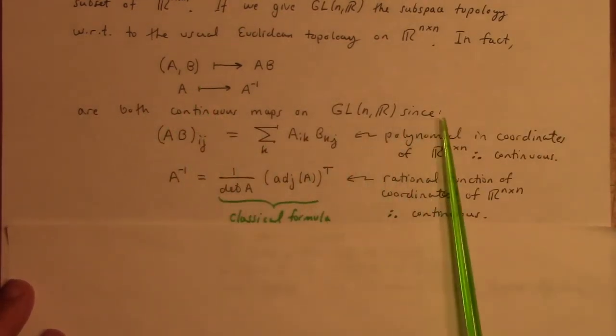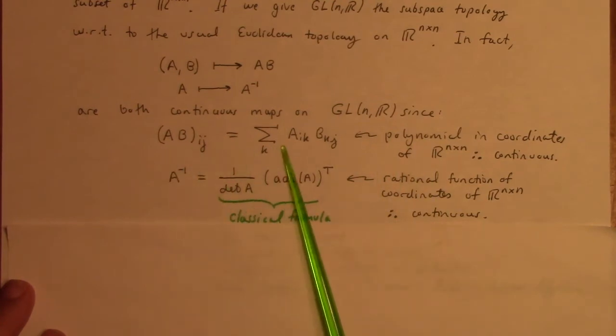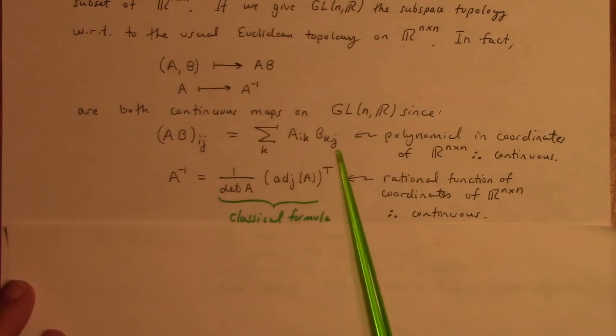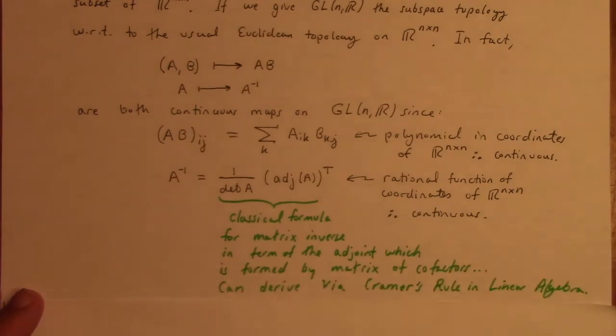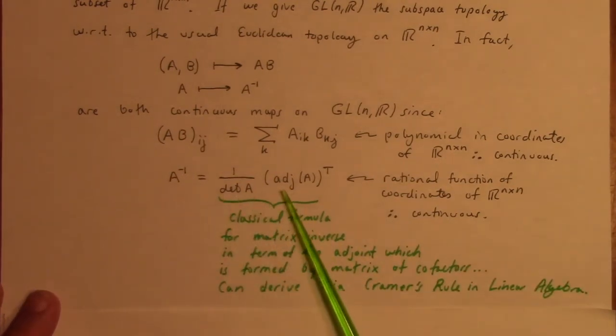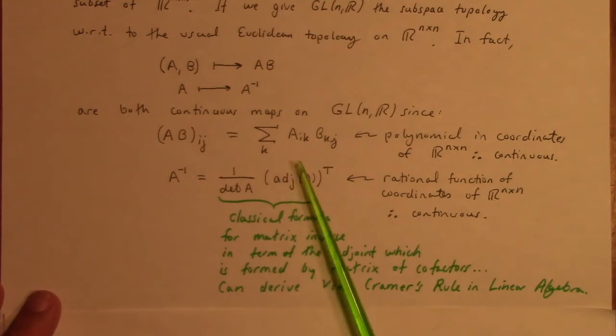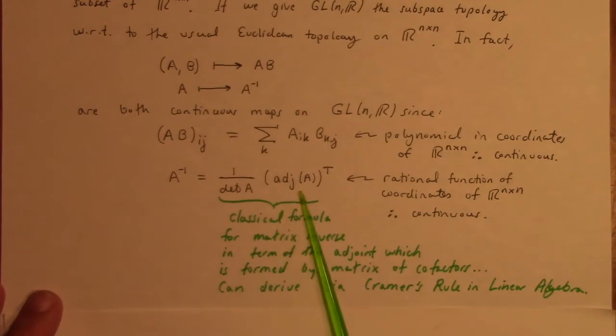These are both continuous maps, since the formula for matrix multiplication is given by this. Again, it's a polynomial in the coordinates of R^(n by n), and it's therefore continuous. The formula for the inverse, here's the formula in terms of the classical adjoint. So it's 1 over the determinant times the transpose of the adjoint. This adjoint is formed by a matrix of cofactors with appropriate plus minuses. So you delete rows and columns as appropriate to the entry and take the determinant of what's left over to form this matrix of subdeterminants, I suppose. And the formula that I have right here is well known in matrix theory, and you can derive it by Cramer's rule in linear algebra if you're interested.